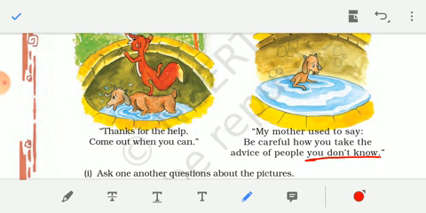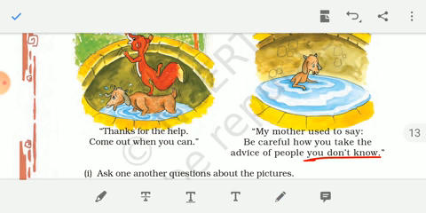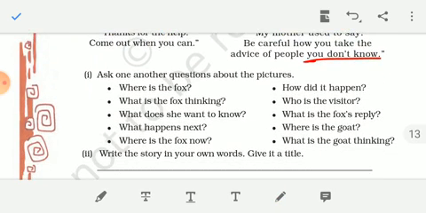Sometimes you are going to big cities or other places where you don't know anyone, and you meet strangers. At that time you should be careful when asking for any information, otherwise they might cheat you. Okay, so here let's see what we have to do.